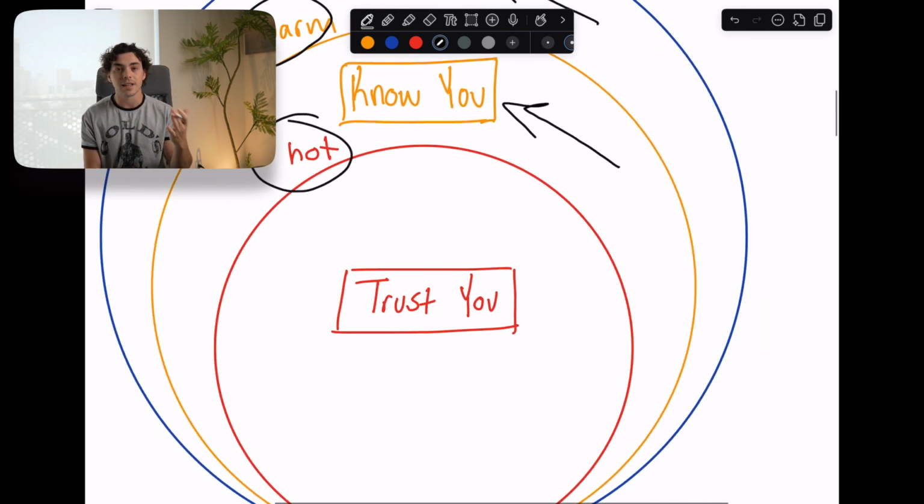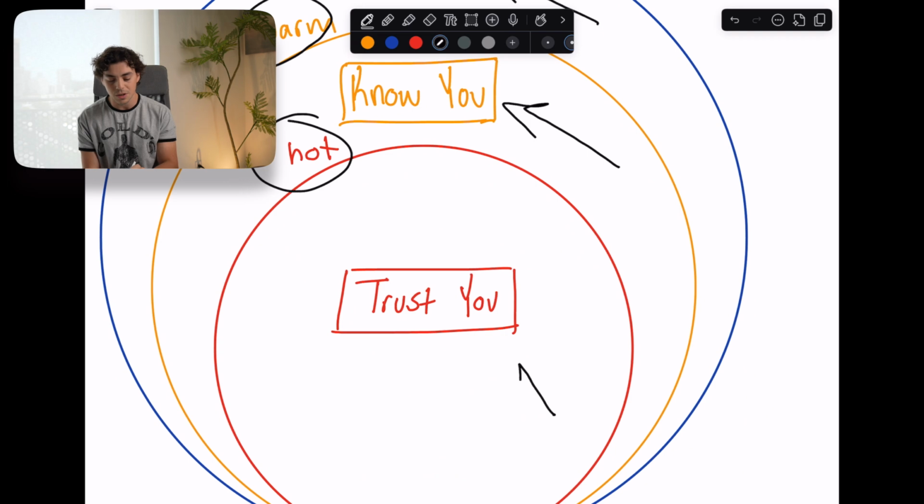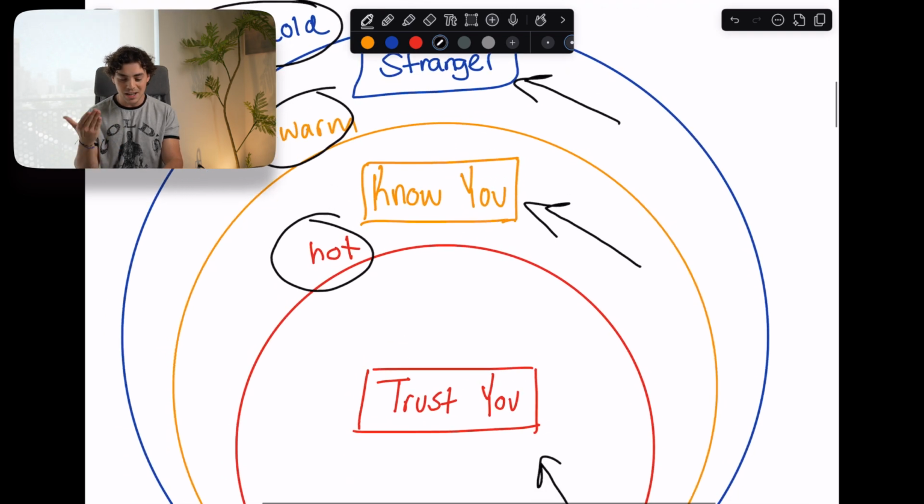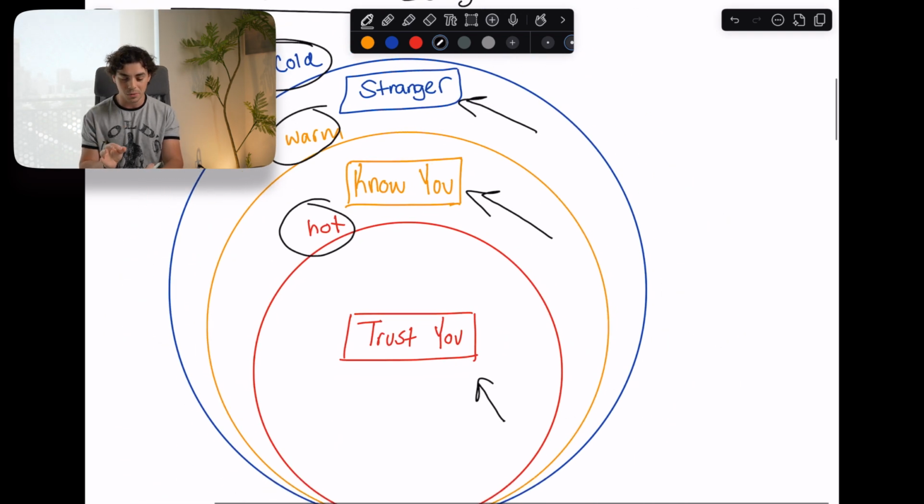The 3rd layer is hot, and these are people that trust you. These are buyers. These are people that don't need a long sales call to buy from you. These are people that are ready to go. They trust you. They trust your offer. They trust your expertise. This is the goal, to turn as many cold people into people that actually trust us, because that's how we get people to buy.